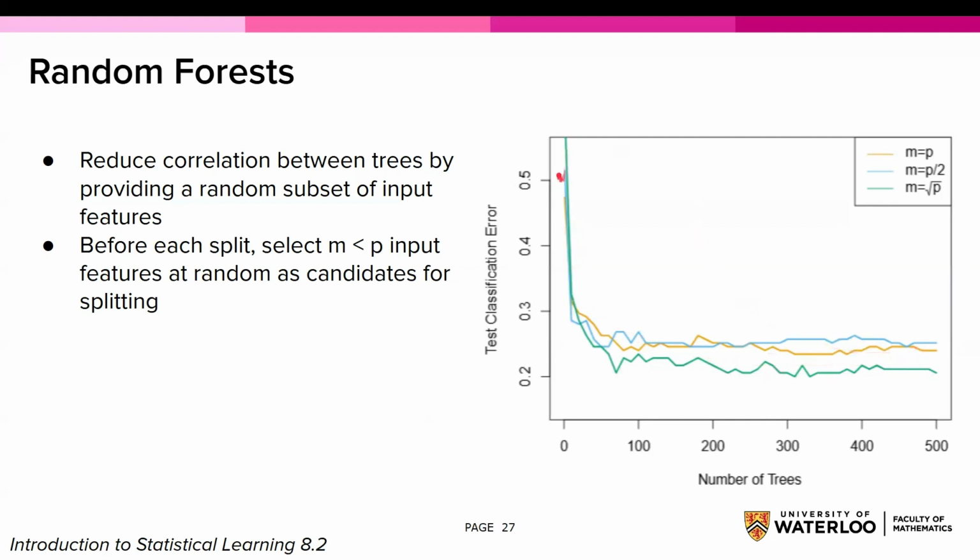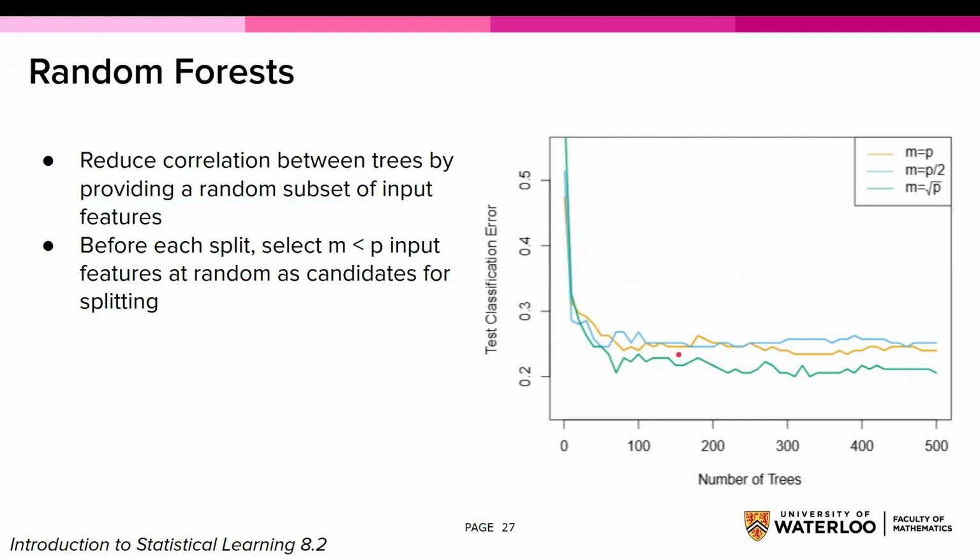What we can see is that as the number of trees increases, the classification error tends to decrease, but at different rates for the three curves, and they bottom out at different lower points. The green curve, where m is the square root of p, seems to show the best performance, which demonstrates the benefit of selecting a small random subset of predictors at each split.